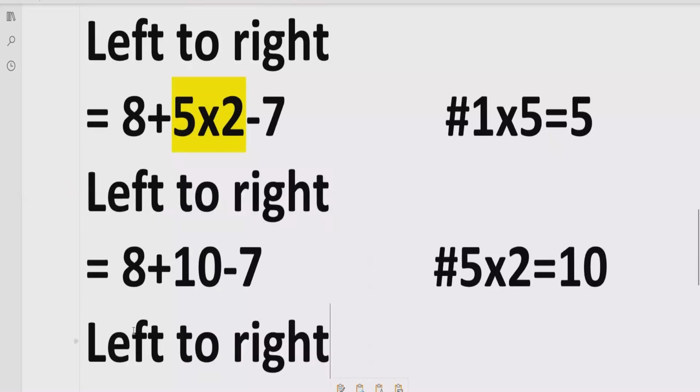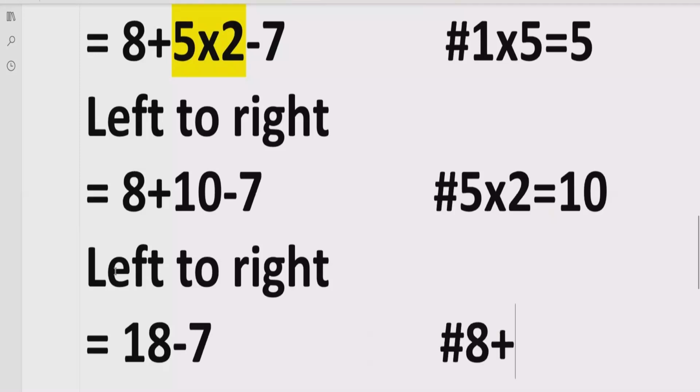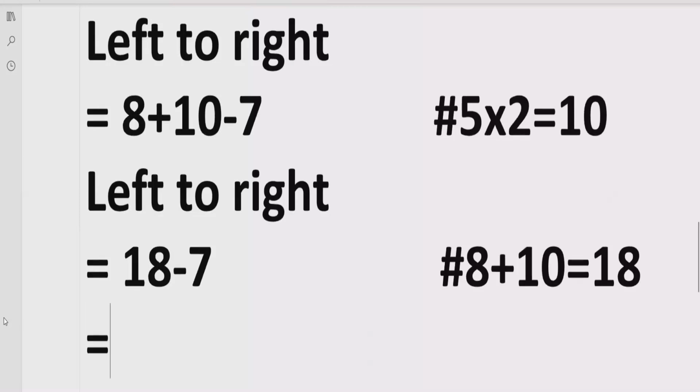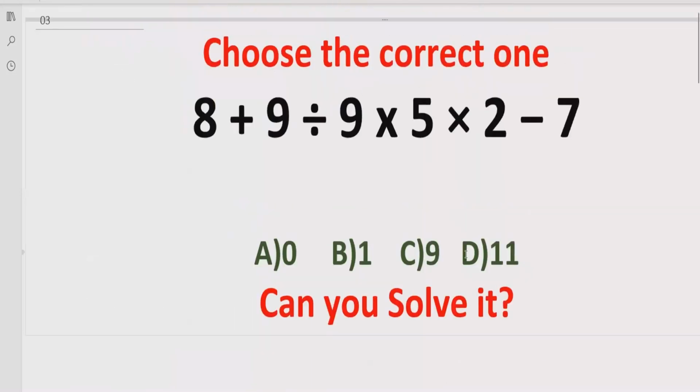So what we have to do? We have to go left to right and we will find 8 plus 10, which equals 18. And minus 7, we will write here as it is. And here we have to give the reference: 8 plus 10 equals 18. And now we have two terms which are subtracting each other. So we will subtract both of them and get the answer, which is 11. So the answer of the given expression is 11. If you see the answer list, answer D is the correct answer of this expression.